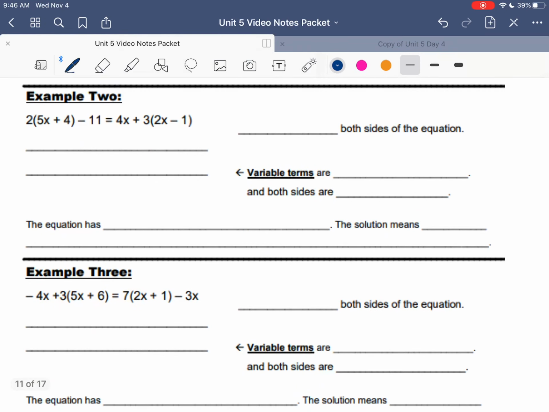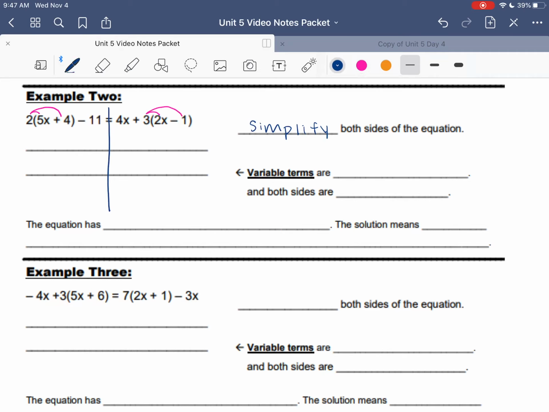All right, so let me give you a second to write down example 2. We've got 2(5x + 4) - 11 = 4x + 3(2x - 1). So again, my very first step is going to be to simplify on both sides. Whatever I can simplify and clean up, I want to do that first. So I'm going to draw that line down the equal sign, keep my work organized. And I notice here I've got parentheses that need to be dealt with. And I'm going to start there.